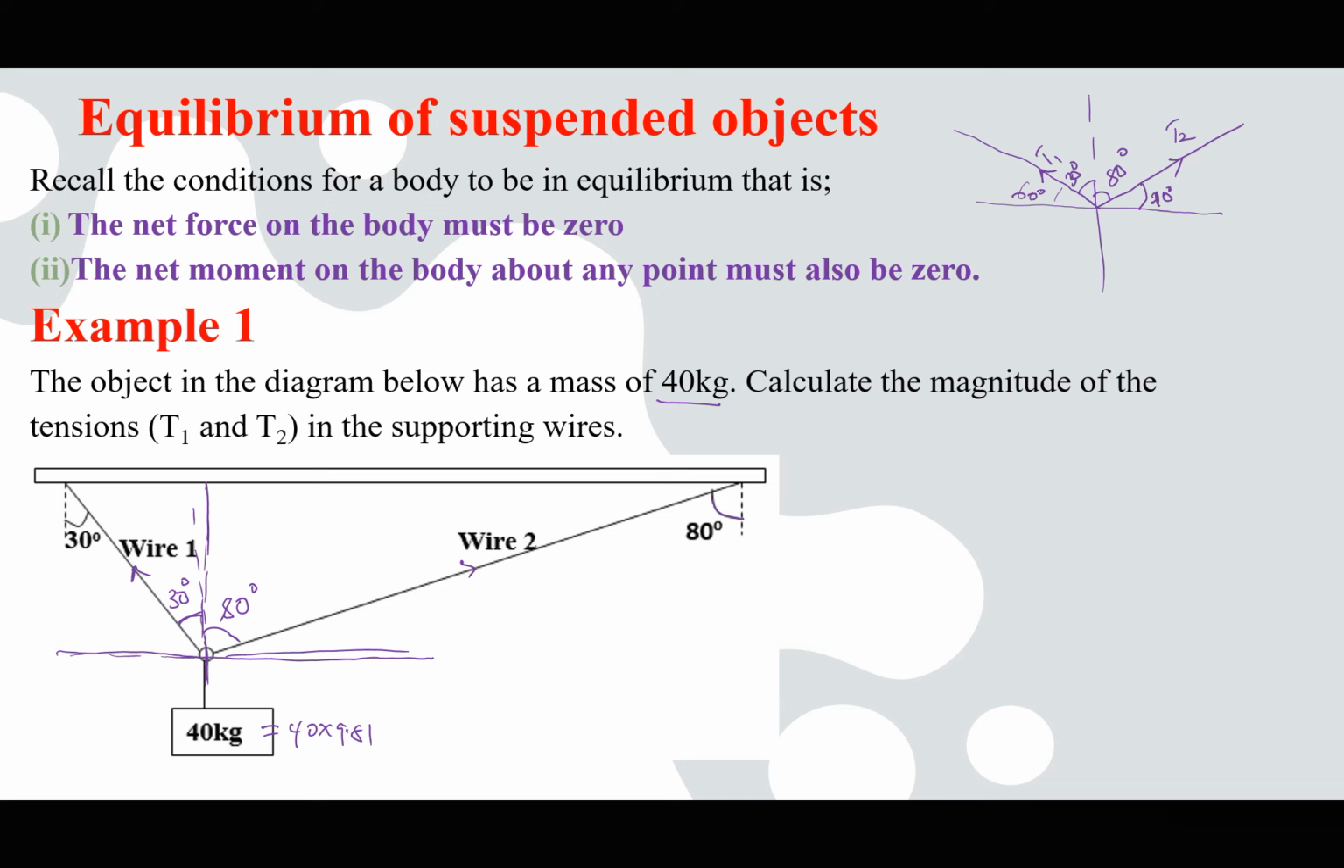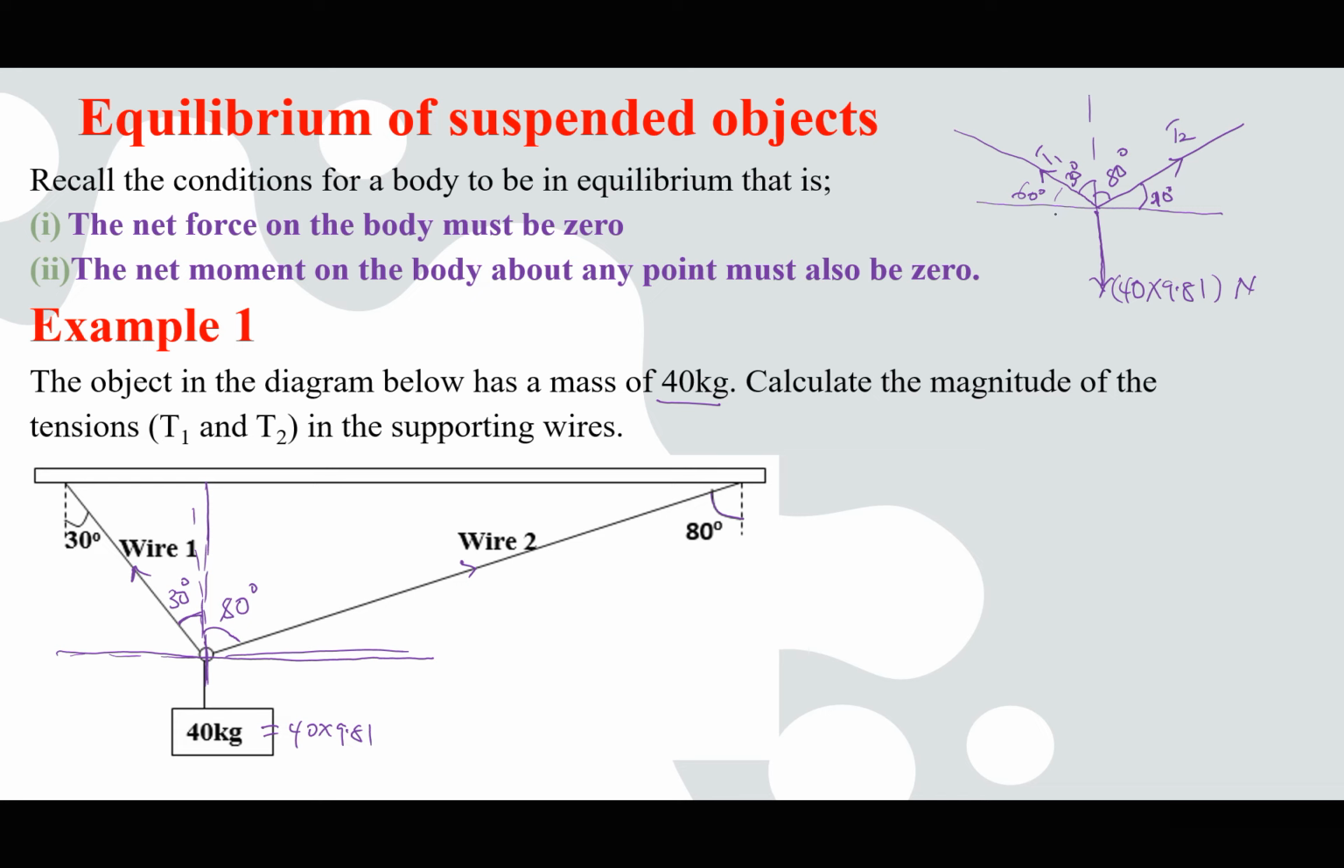So there are two ways of solving this question. I will start with the simplest, which is resolving. If this is in equilibrium, then the resultant force should be zero. By the way, there is a force acting downwards here, which is 40 times 9.81 newtons. So for equilibrium, it means the forces acting in opposite directions should be equal and should therefore cancel out each other. So using that principle, we can try to find T1 and T2.